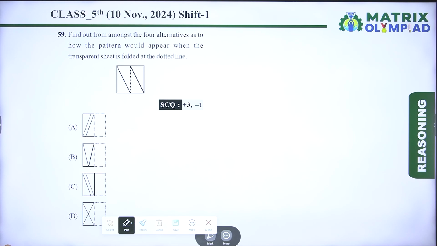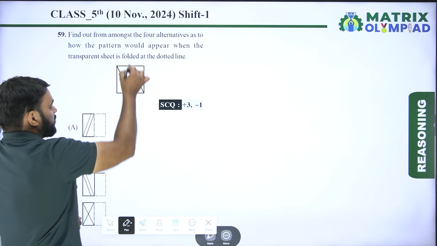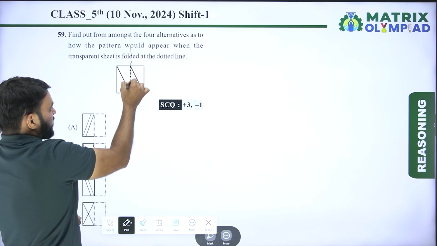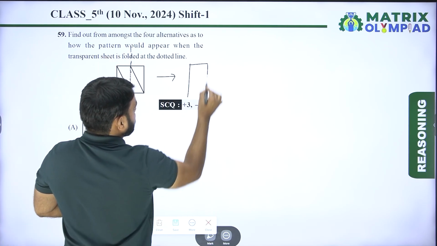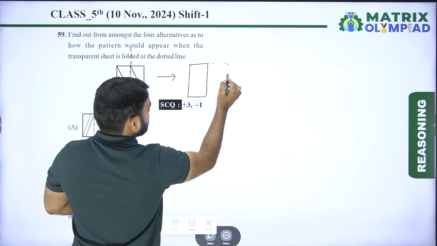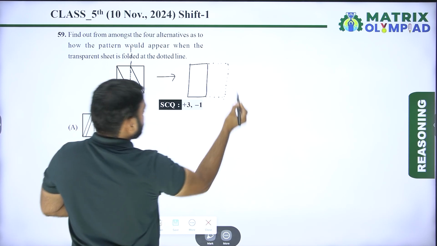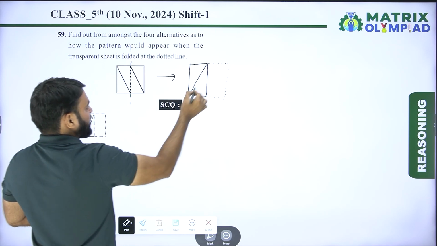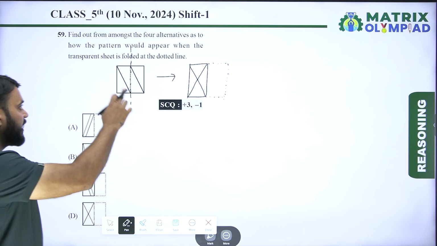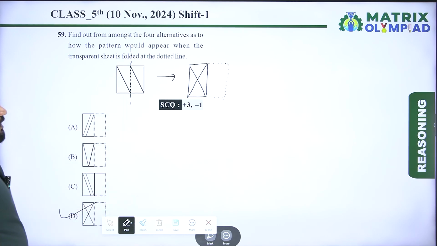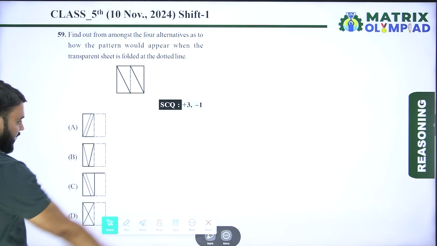Find out from amongst the four alternatives as to how the pattern would appear when the transparent sheet is folded at the dotted line. So in this question, this transparent sheet is folded along to the dotted line. Then we get a image like this. This sheet looks something like this after fold. So here option D is the correct answer of this question. Let's move to the next question.